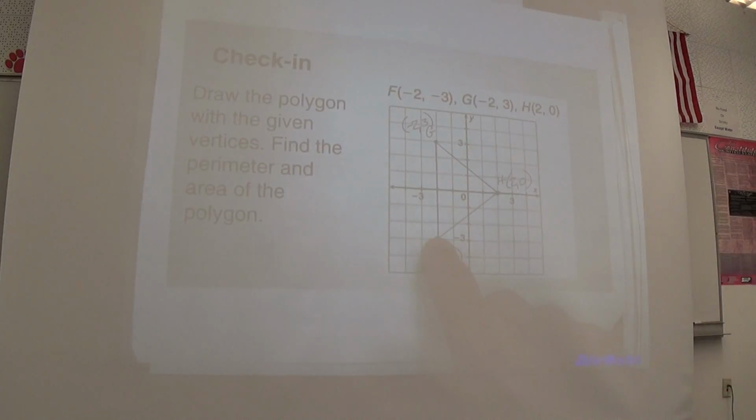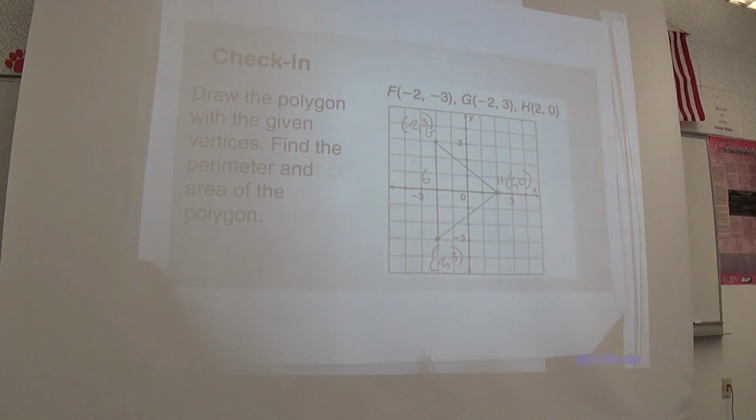So if we're looking for the perimeter, we need to know the distance from here to here, from here to here, and from here to here. This one we can figure out pretty easily, because all we have to do is count the squares. But these two are diagonals, and we need to use the distance formula to find the distance between those two. So we know this one is 1, 2, 3, 4, 5, 6 units. So this one is 6 units.